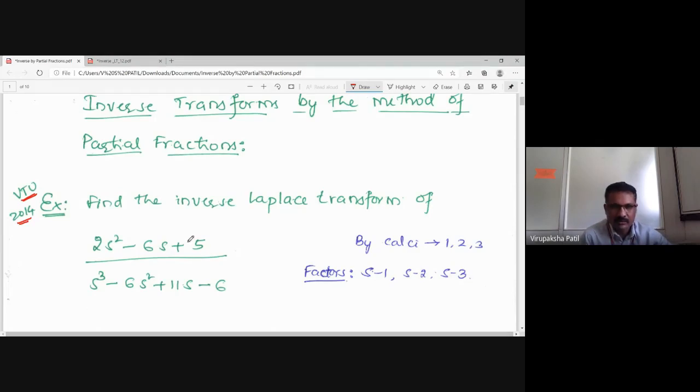Now what we need to do, we need to concentrate on this. This is your f bar s. Completely this is your f bar s. Don't get confused, this entire thing is your f bar s. You have to find the inverse of this.